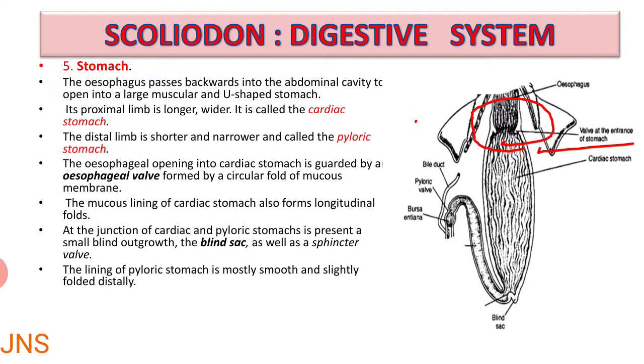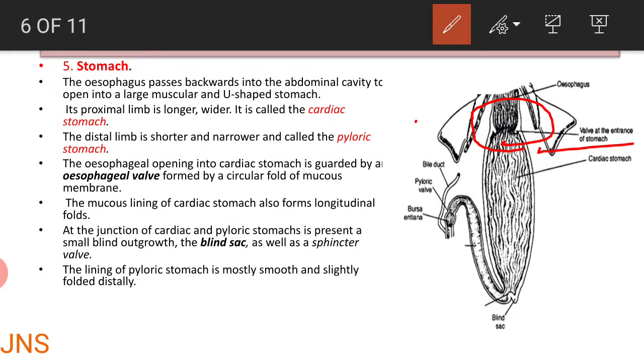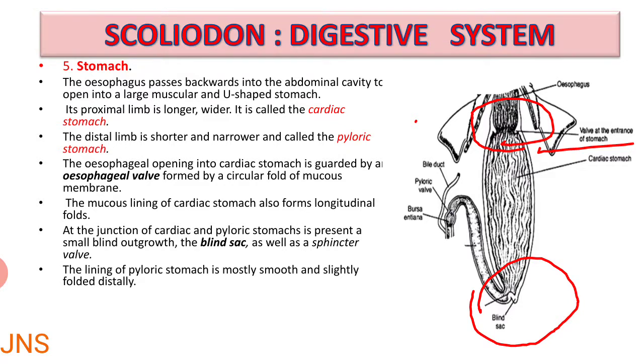At the junction of the cardiac and pyloric stomach is present a small blind outgrowth, and that is called the blind sac. At the junction where the two parts of the stomach meet, there is an outgrowth, and that is called the blind sac, as well as sphincter valves. There are sphincter valves internally. So, this is the blind sac.